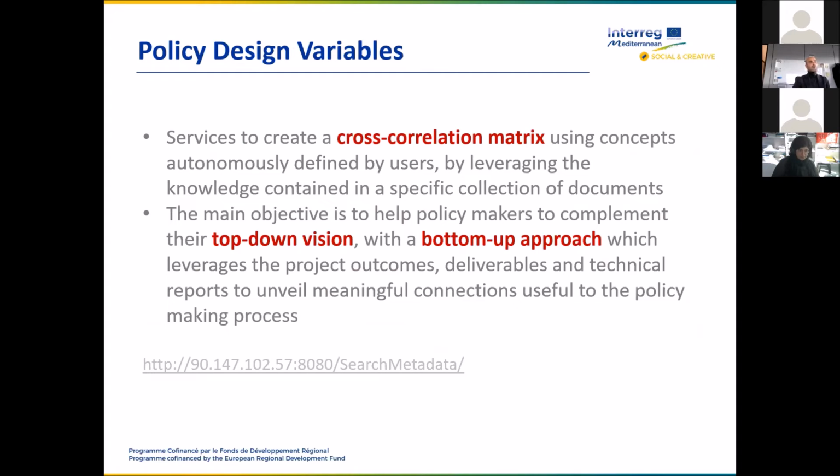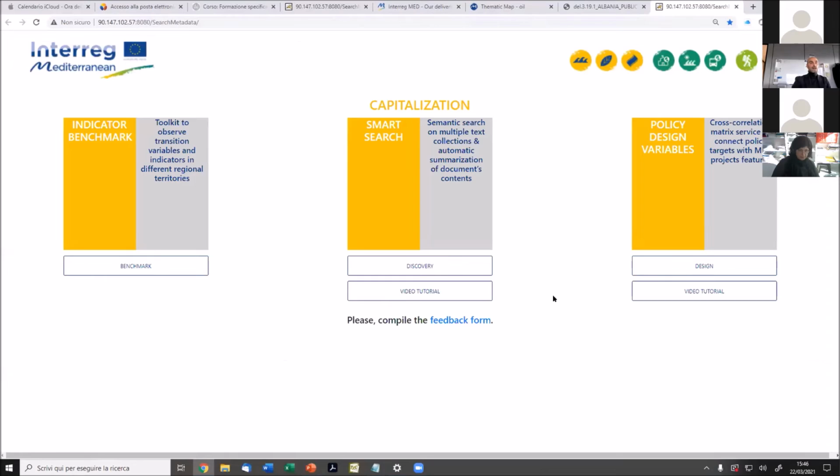The main objective of this use case of this service is to help policymakers or some expert users to complement their top-down vision with a bottom-up approach, which leverages all the project outcomes contained in deliverables, technical reports, and policy texts, to possibly unveil meaningful connections useful to the policy-making process. As for the smart search, I will show you the potential of this service by using a demo.